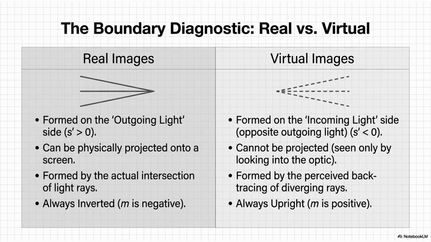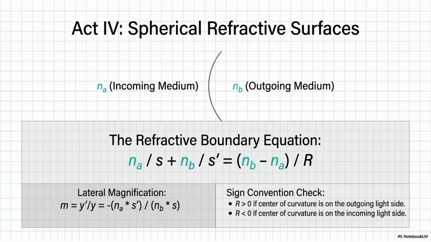Okay, so far we've looked at thin lenses and mirrors just sitting in the air. What happens when light enters a solid medium, like water? We are moving to slide 10. Act 4, spherical refractive surfaces. Right. Slide 10 introduces a slightly scarier equation, the refractive boundary equation. It's Na over S plus Nb over S prime equals Nb minus Na all over R.